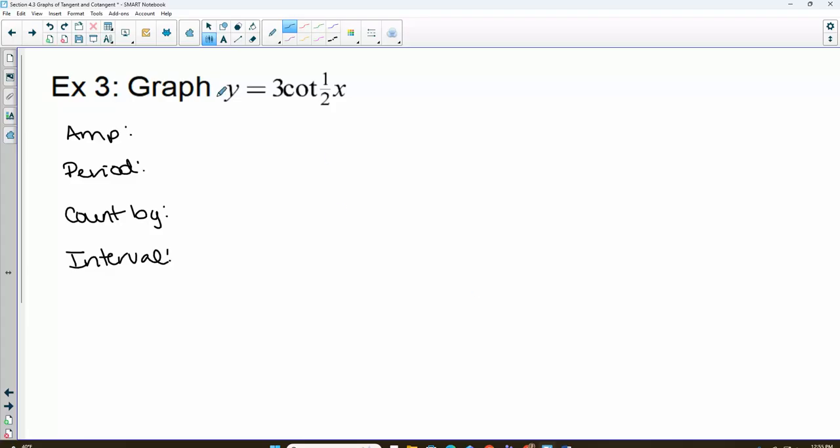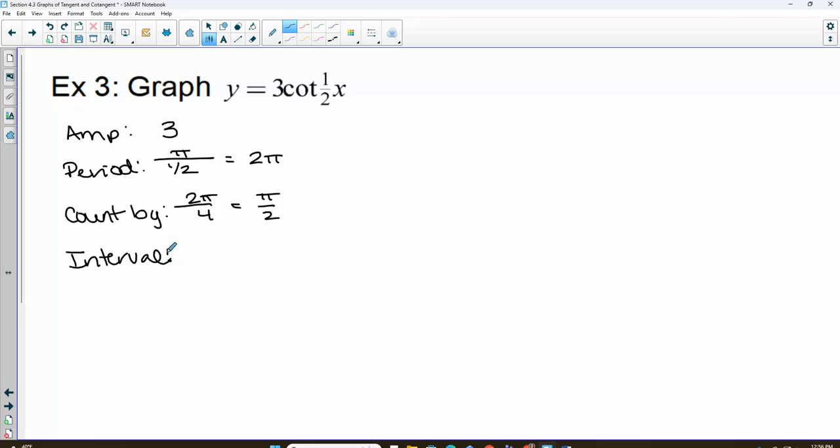What's my amplitude? Okay, normal period for tangent and cotangent is pi divided by the number in front of x. So pi divided by 1/2. Count by is always period divided by the 4 quadrants. So pi over 2.